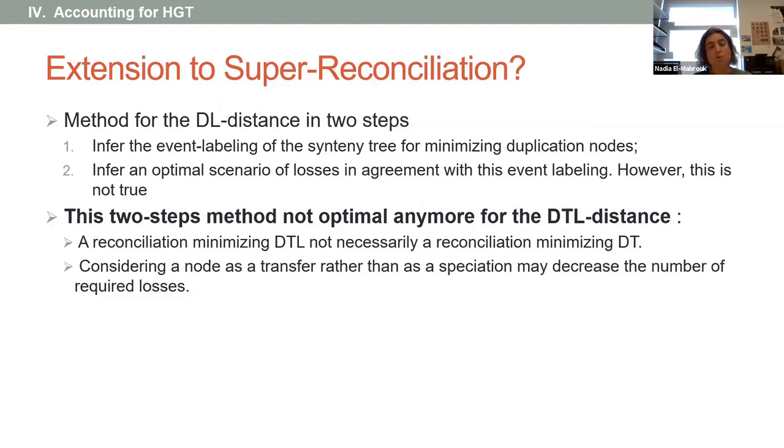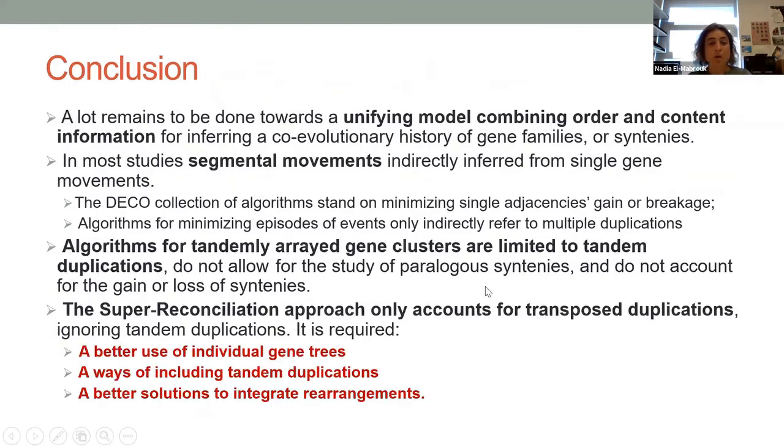So anyway, we can't just separate losses from duplication and horizontal gene transfer. So we have to have a dynamic programming algorithm accounting for all the events at once. And we are presently investigating this problem of generalizing super reconciliation to handle transfers. Okay, so let me conclude my presentation now.